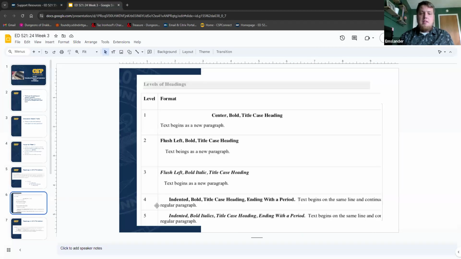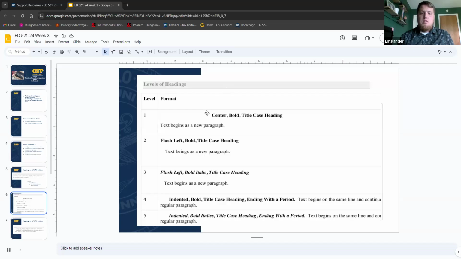But APA headings, first one is your Level 1: centered, bold, title case heading. That text begins as a new paragraph. These are your biggest one, then 2, 3, 4, 5. The point of these is that this is just outline format, where it's going to use Roman numerals or letters and numbers, but that's really all this is.